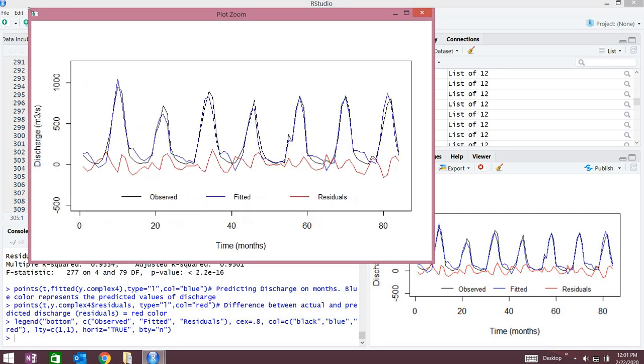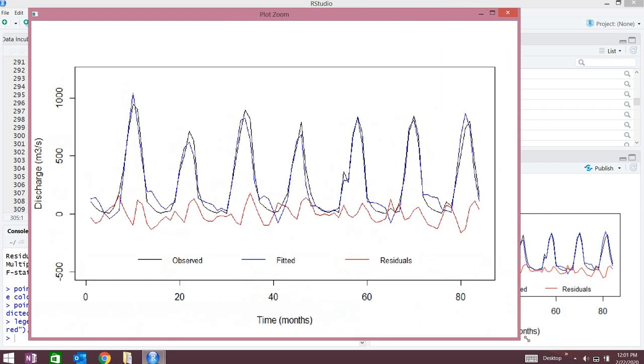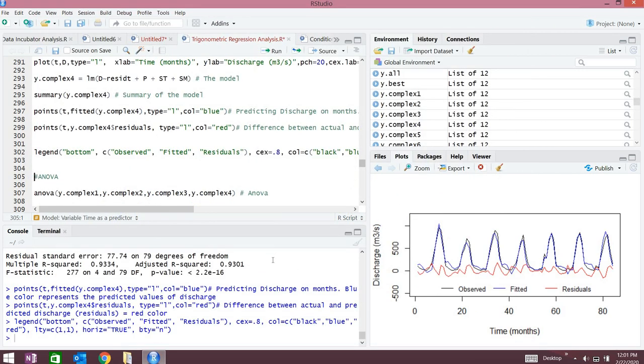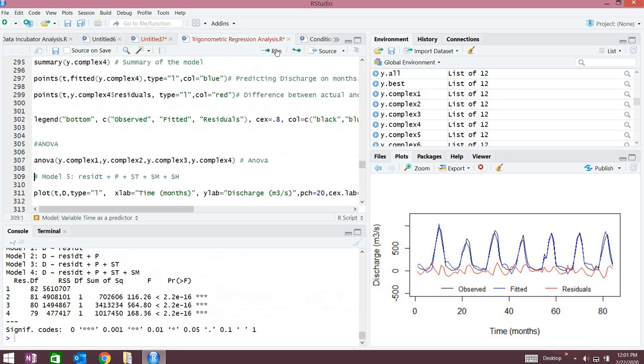We are getting closer. Seeing the plots here: observed, fitted, and the residuals. Getting really close. You can even stop here, depending on what we need, especially on our knowledge of what's going on the ground. 95, 93. Okay, now the ANOVA, what's going to tell us which one is the best.